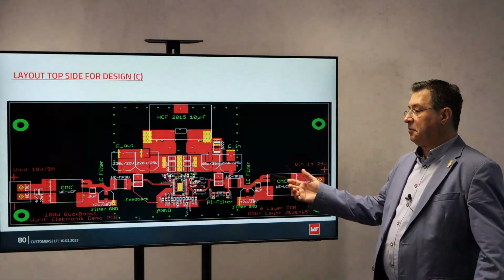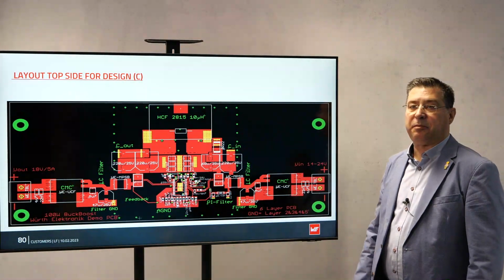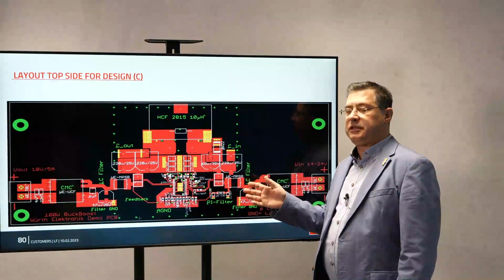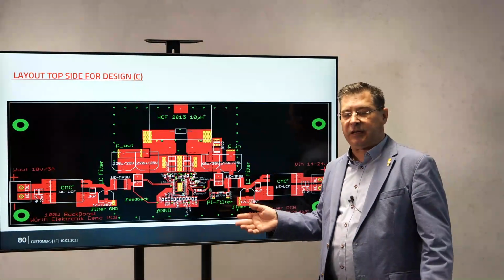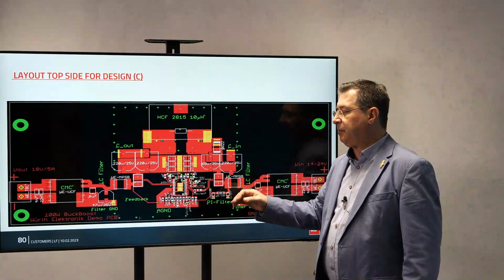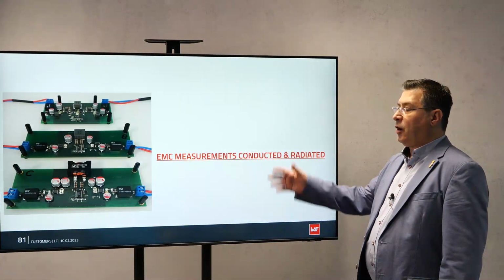Now, the layout, I would say not a big change, only adding more pads for the capacitors. Design B and design C, same layout. 6 layers, everything routed the same, only adding some more capacity and skipping the inductor on input and output. Okay, now we have the 3 pieces.